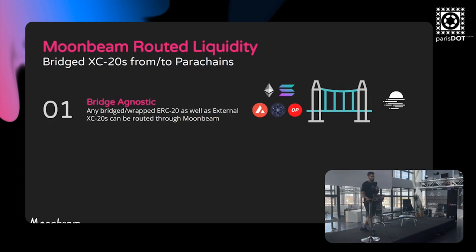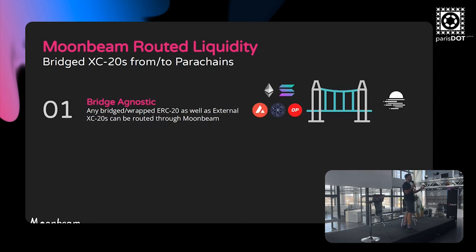And one of them is called Moonbeam routed liquidity. So it's a way to basically bridge in and out liquidity into Polkadot parachains. This means that any bridge that is connected with Moonbeam, you can bridge any token that you want from Ethereum, Avalanche, Polygon, whatever other blockchain to a Polkadot parachain without that parachain needing to be connected with that bridge.